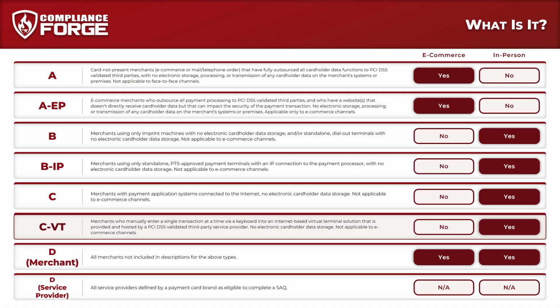SAQ-C-VT is for merchants who manually enter a single transaction at a time via a keyboard into an Internet-based virtual terminal solution that is provided and hosted by a validated third-party service provider. Again, no electronic cardholder data storage. SAQ-D for merchants covers all merchants not included in the descriptions above. And SAQ-D for service providers covers all service providers defined by a payment card brand as eligible to complete an SAQ.